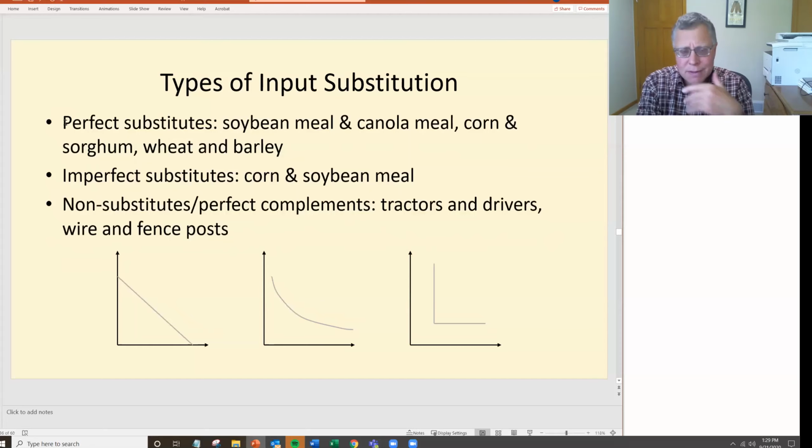And we've done these imperfect substitutes, corn and soybean meal. There is some substitutability between them, more carbohydrates and a little less protein and fat. Which way do you want to go? You have those big macronutrients of carbos, fats and oils, and proteins, and you can trade off between them and still gain weight for an animal. And then the last one, tractors and drivers, is probably a good example there.